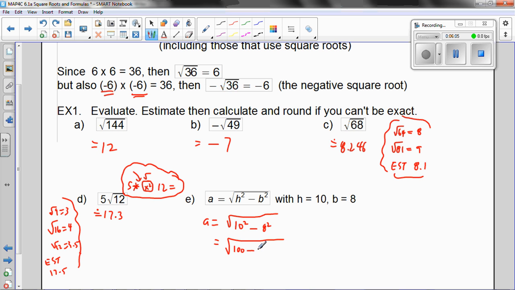That's 100. Do as much of this as you can in your head. Can you subtract 64 from 100 in your head? I hope so. If not, calculator. Square root of 36 is 6. And that goes evenly. I don't need my calculator.